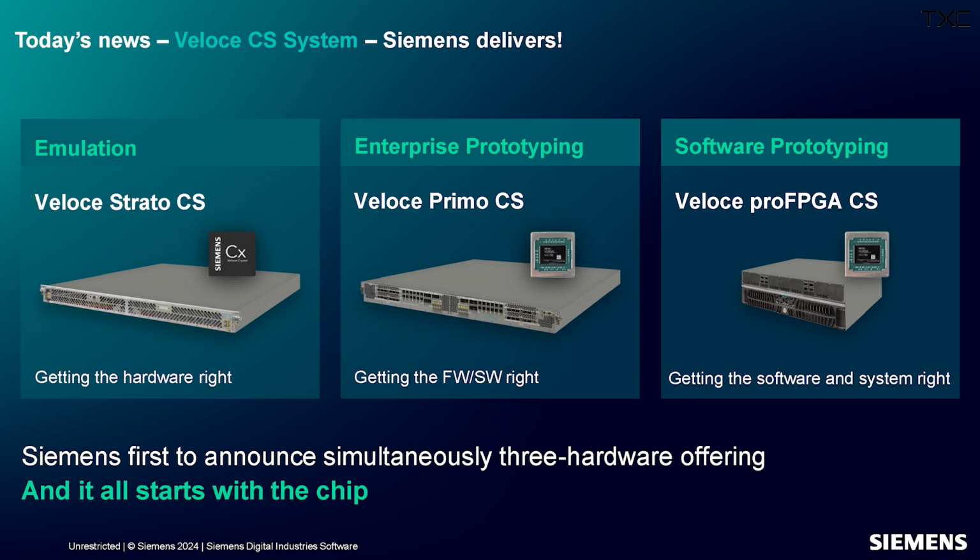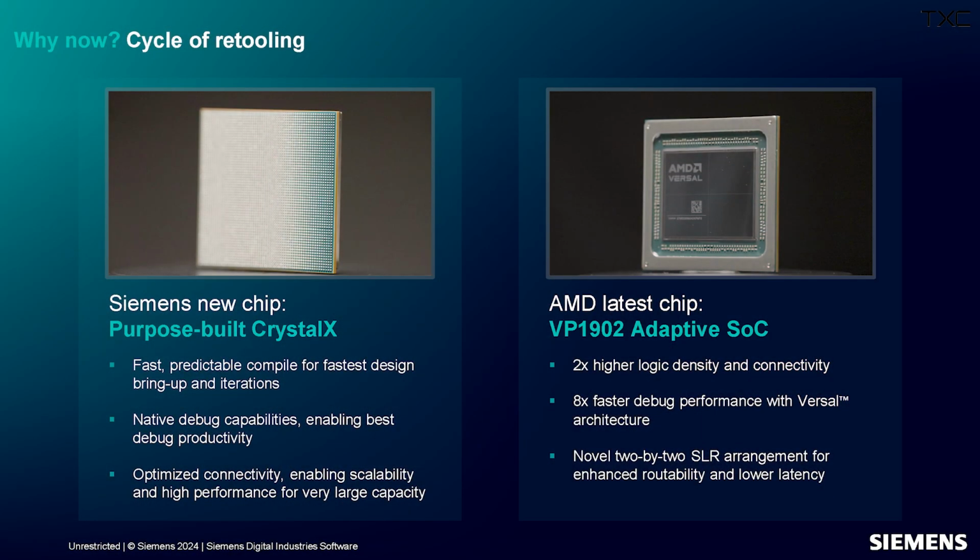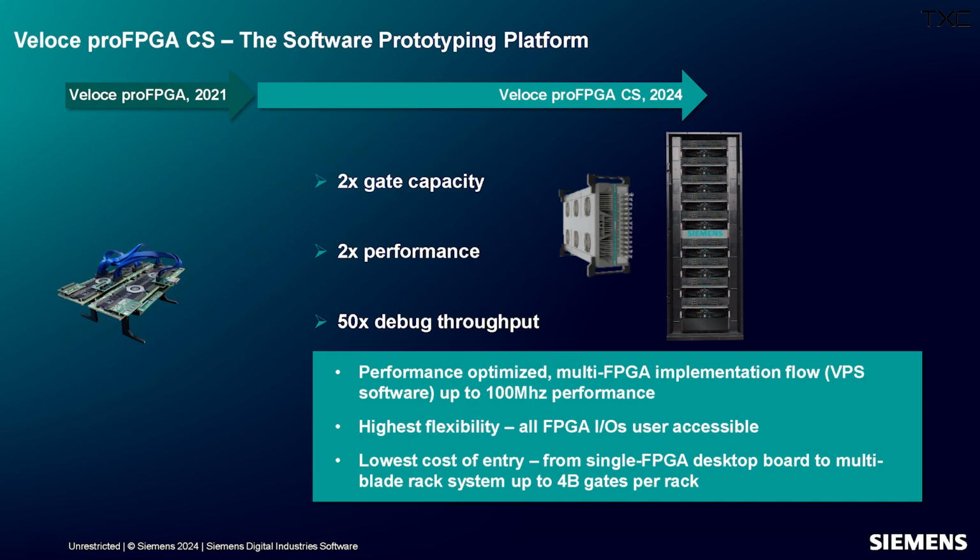The third is called Veloce Pro FPGA CS, which is the next generation of our Pro FPGA. And it's really targeted to what we call software prototyping, where this is the fastest prototyping environment that you can get, where you have the highest flexibility to use the customized I/O from the AMD FPGA chip, from a single FPGA, which we call a Uno board, all the way to a quad, which is 4, and then Xi, which is 6, which we put inside racks, all the way to roughly 12 billion gates or 180 FPGA devices.